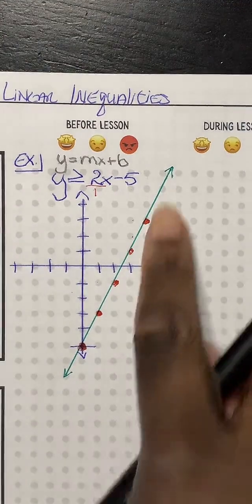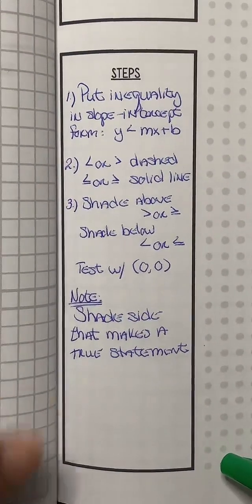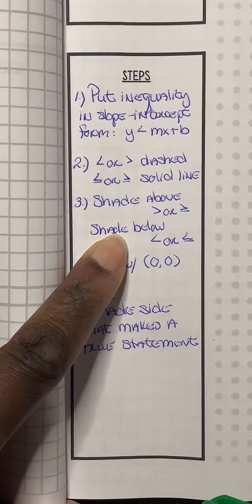Okay. So that's one step. Now, the next step, we're going to do what's called shading.